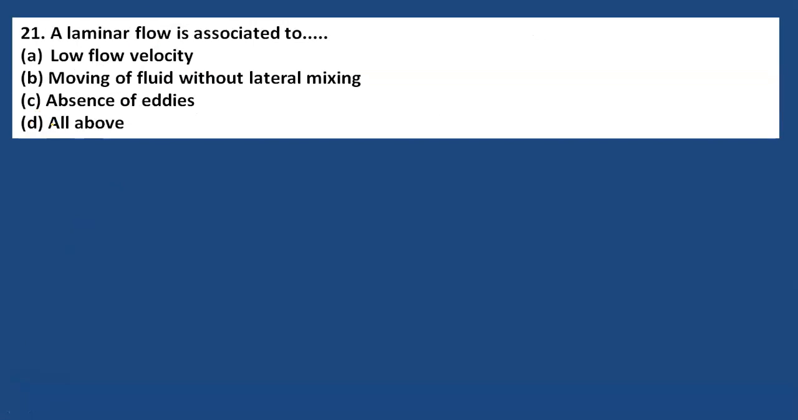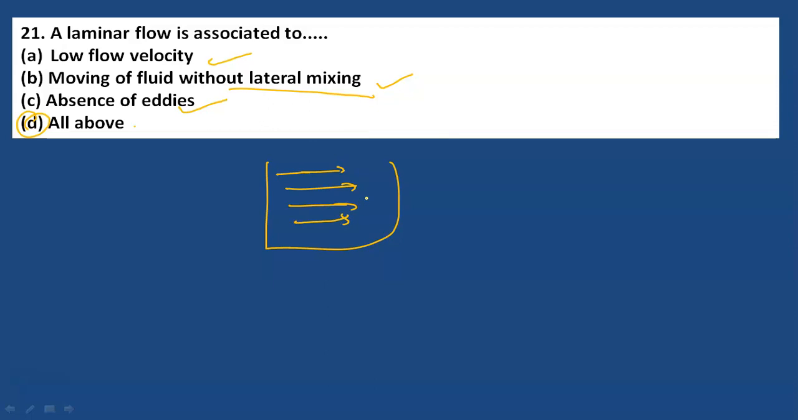Next question. A laminar flow is associated to. A laminar flow is a low flow velocity movement of fluid without lateral mixing and absence of eddies. So all the above given statements are true. Okay, all the above is the answer. So this is the laminar flow: we are getting the low velocity, there is no turbulent mixing, there is no lateral mixing, and there is absence of eddies. There are no eddies present. Okay, option D is the correct answer.